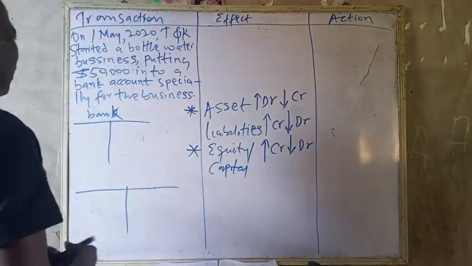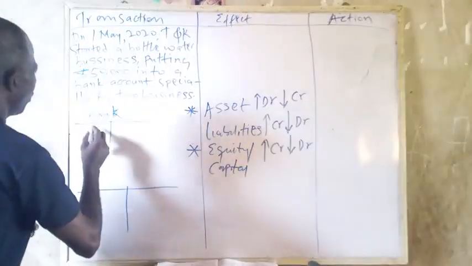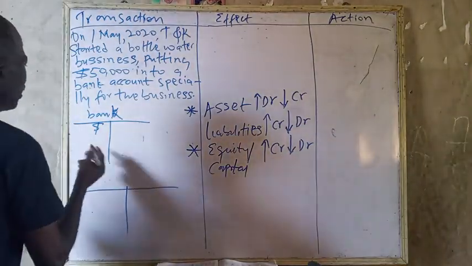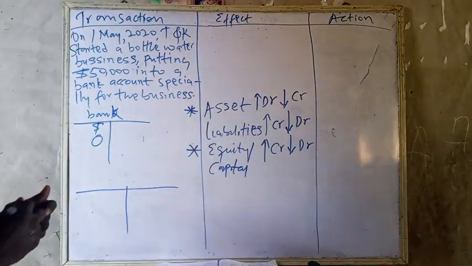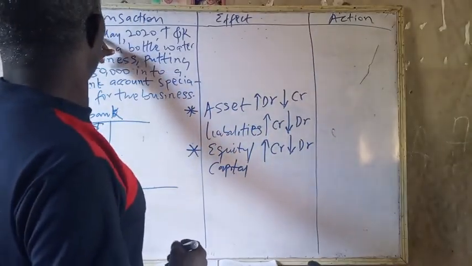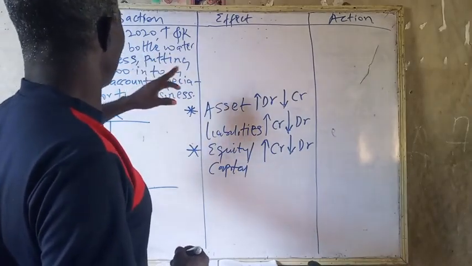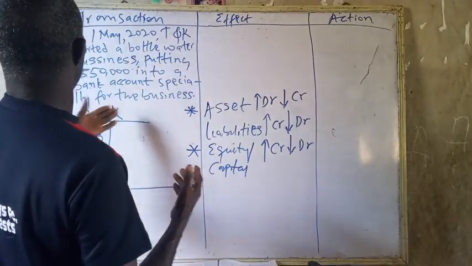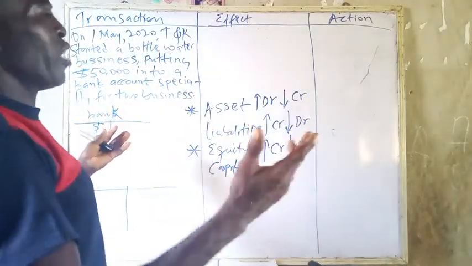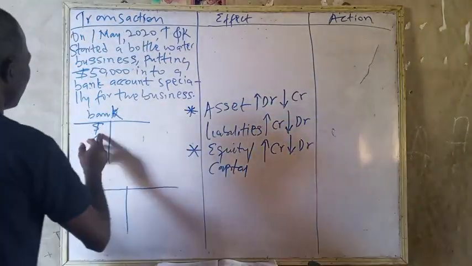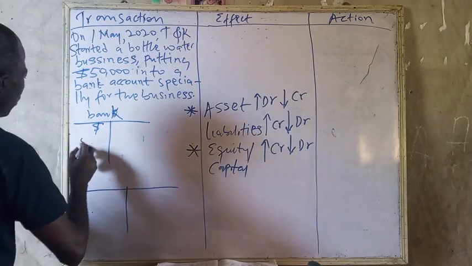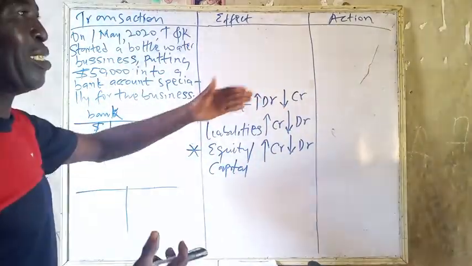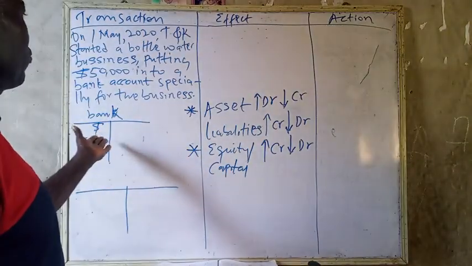Increase means, when assets increase, let's say yesterday there's some money in the bank account. The amount there was $0. But today, being 1st of May 2020, for example, the owner put some money into the bank account. That means from $0 it has increased to $50,000. That is the meaning of increase. These are very, very fundamental. Increase, decrease, increase, decrease. That is what you mean.